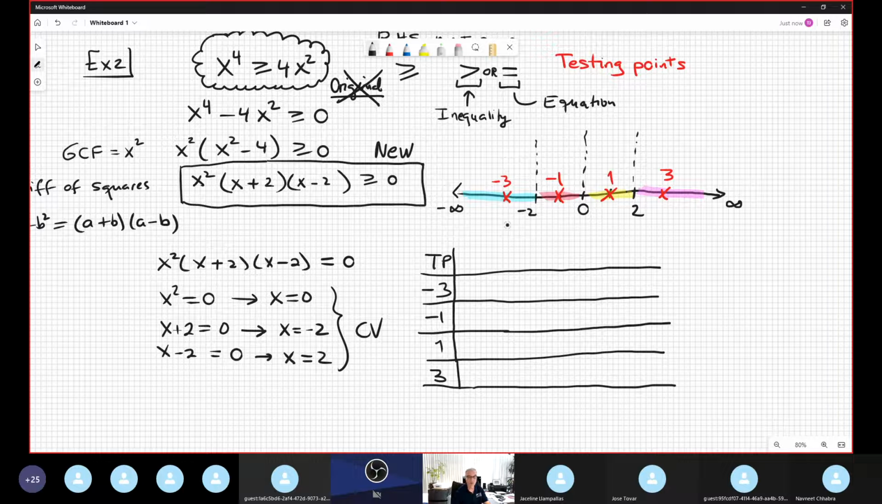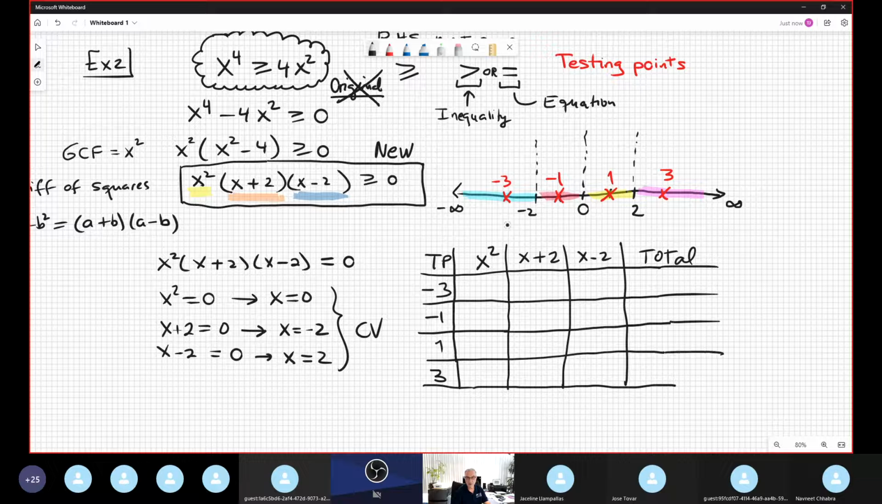What are the factors involved in my problem? x squared, look at this one. Then x minus 2, x plus 2, and x minus 2, each another color. And an extra column, the total, in which you condense and summarize everything. This is the important goal. The others are complementary. Everything is important, but if you make a mistake in one, the total column will have a mistake and your conclusion will be wrong.